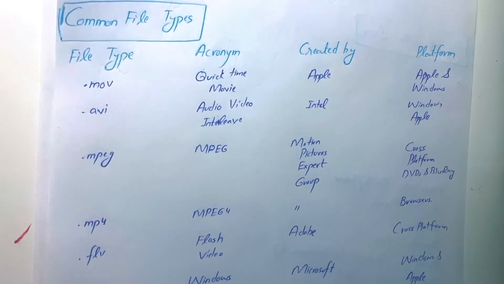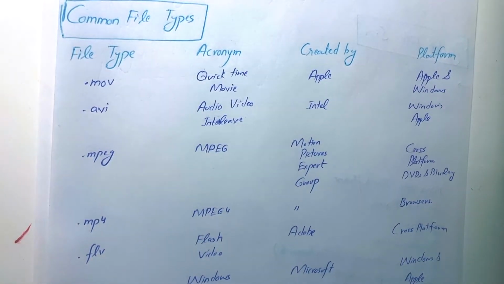Now, why are these file types very important to understand? Because when you create a video, there are three main things that we need to consider. So when we do video editing, these three factors are considered to create the file type. The first factor to create a file type is file size restriction.